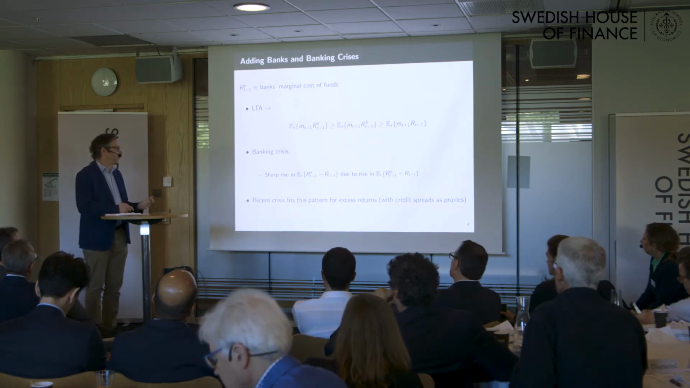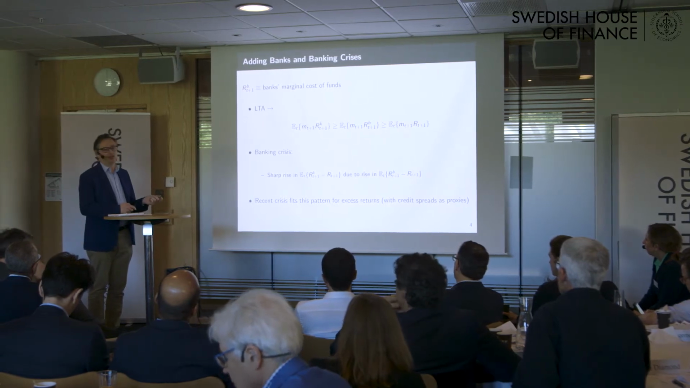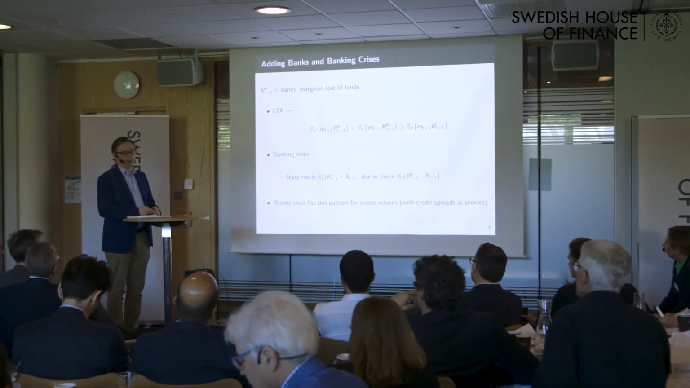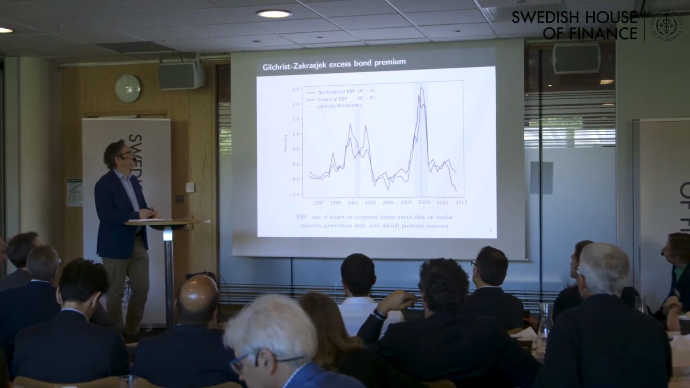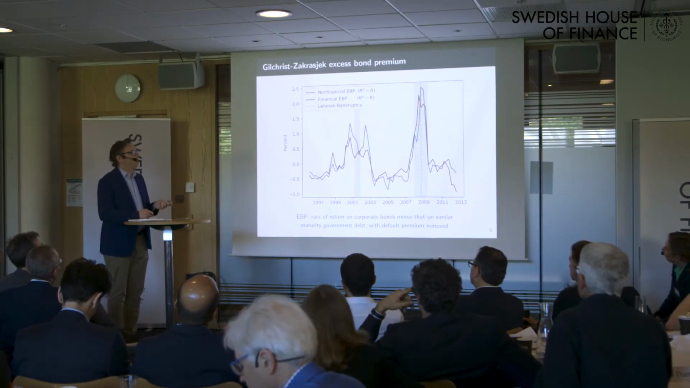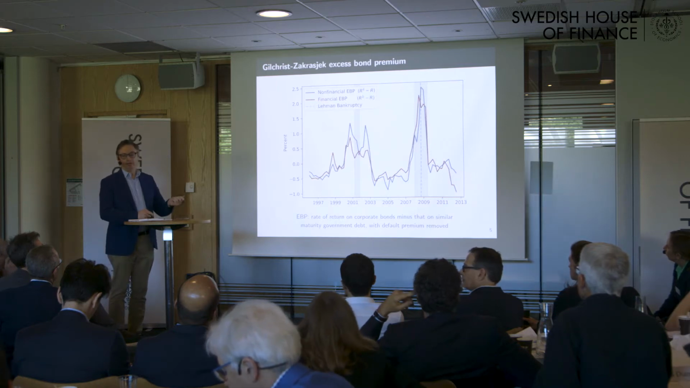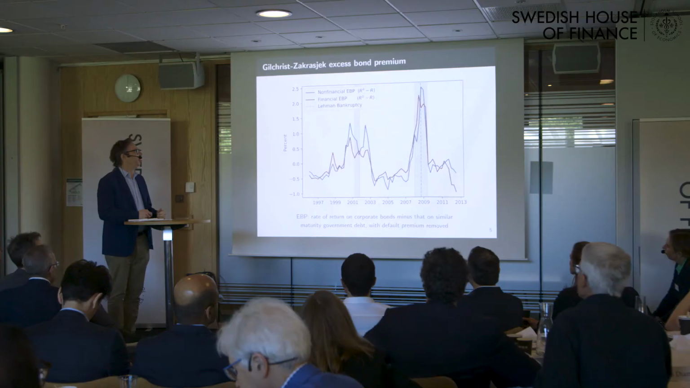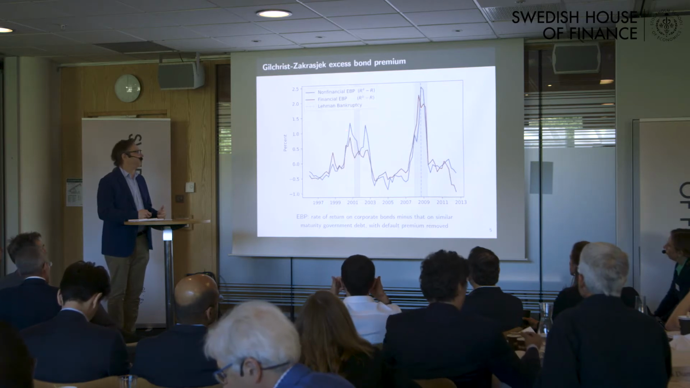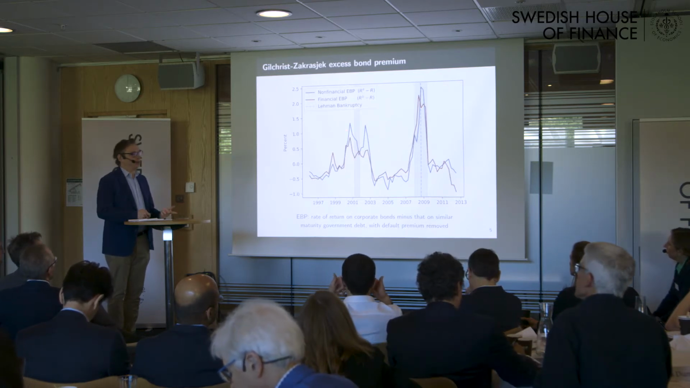And I would argue that the recent crisis fits this pattern for excess returns, where we use credit spreads as proxies. So here, I'm plotting the excess bond premium. What's the excess bond premium? Well, it's a measure of a credit spread with default premia removed. So the virtue is, it's not the case that it's moving around to signal default. It's a kind of excess return in the spirit of what I was talking about in the previous slides. Now here I plot two excess returns. The blue is the non-financial excess bond premium. The red is for financial companies.